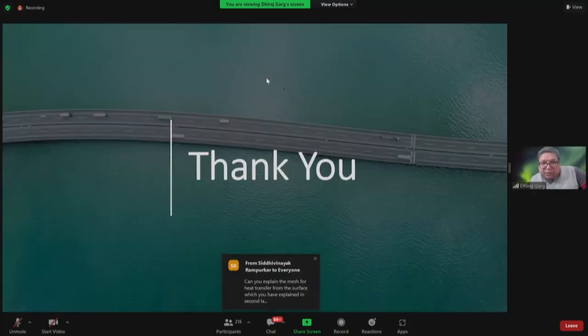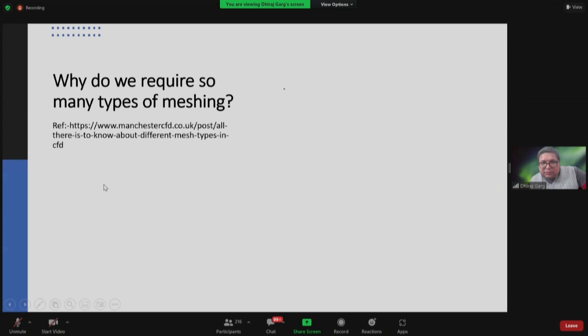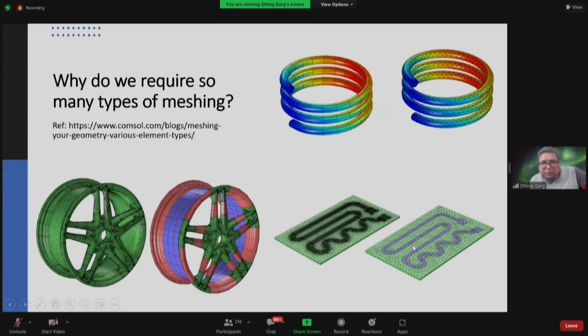So can you explain the mesh for heat transfer from the surface which you have explained? Let me see. The second last slide is this one. I think this is what you're talking about. So in this, if you are talking about heat transfer, you're talking about this portion. You can simulate several things depending on what you are planning to simulate.